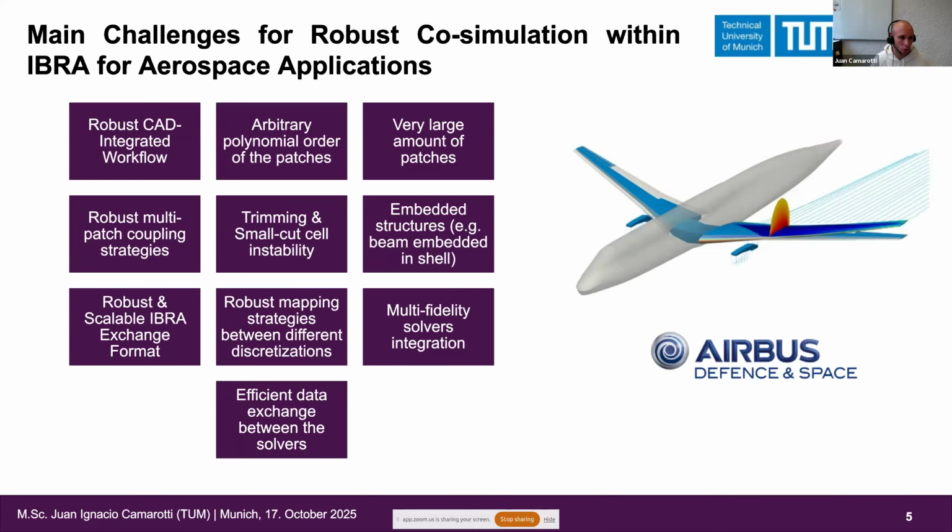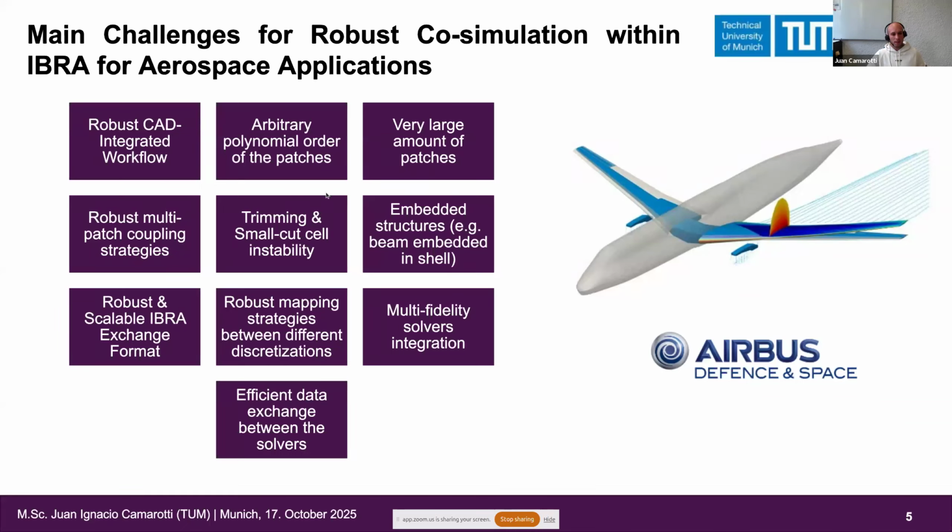Let's now shift our attention to the main challenges for the robust co-simulation of aerospace structures using isochromatic discretizations. So first of all, we have a robust CAD integrated workflow, starting from the pre-processing tool where we create our geometry, then go into the analysis phase, and finally the post-processing step where we are able to analyze our results. And we also need to think that we are usually doing this in the context of optimization of the aerospace structure. So also this CAD integrated workflow needs to be aligned with the optimization scheme that we are using to optimize our geometry.